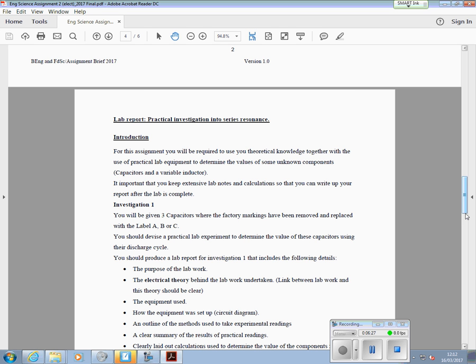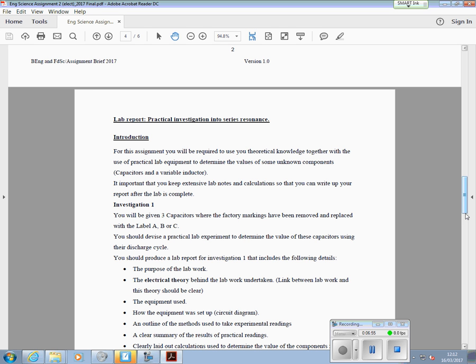Link between lab work and theory should be clear. The equipment you used, how it was set up (in brackets, circuit diagram), an outline of the methods used to take the readings, and a clear summary of the results of the practical readings. Clearly laid out calculations used to determine the value of the components from the results. A discussion of the validity of your findings in light of the component tolerances.